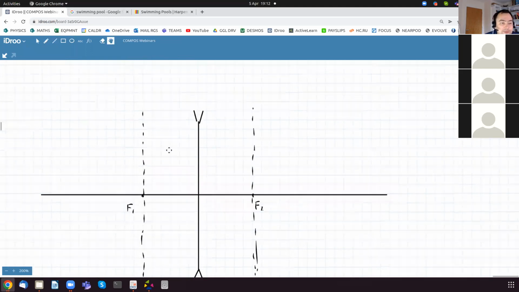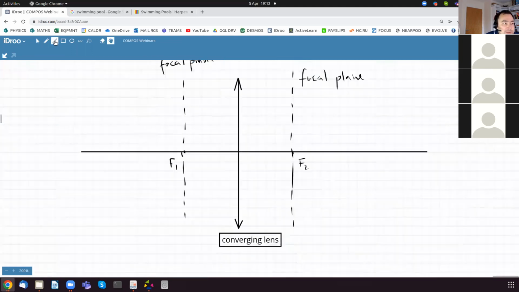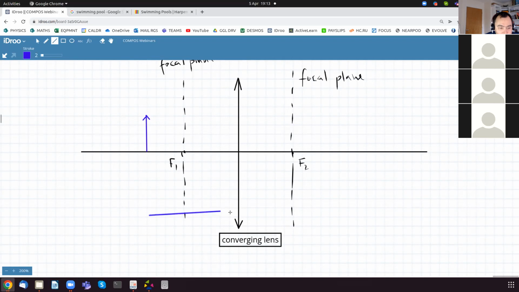So if you have an object here, an object is usually drawn with an arrow. Sorry if you know this all. There are three principal rays going from the object. First of all, this distance is called u. This is the distance from the object to the lens, the object distance.